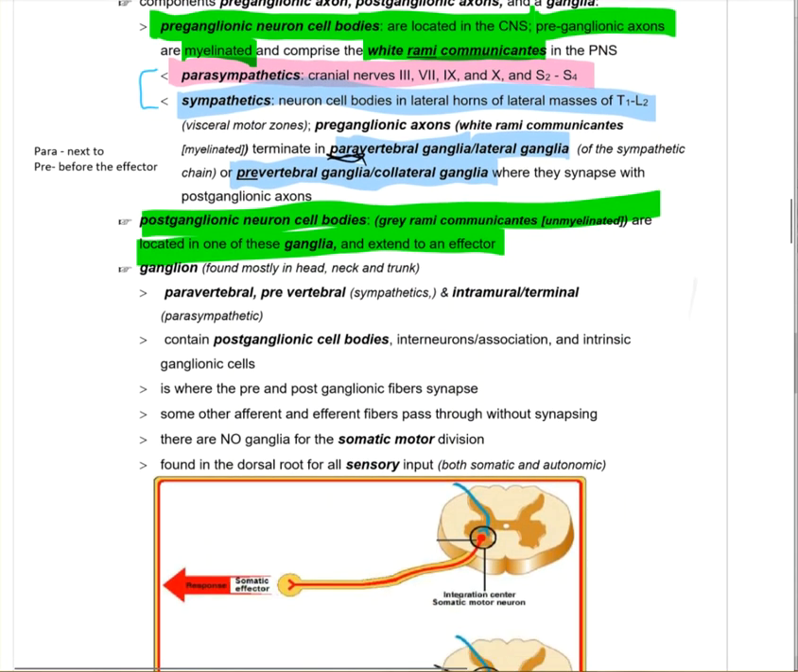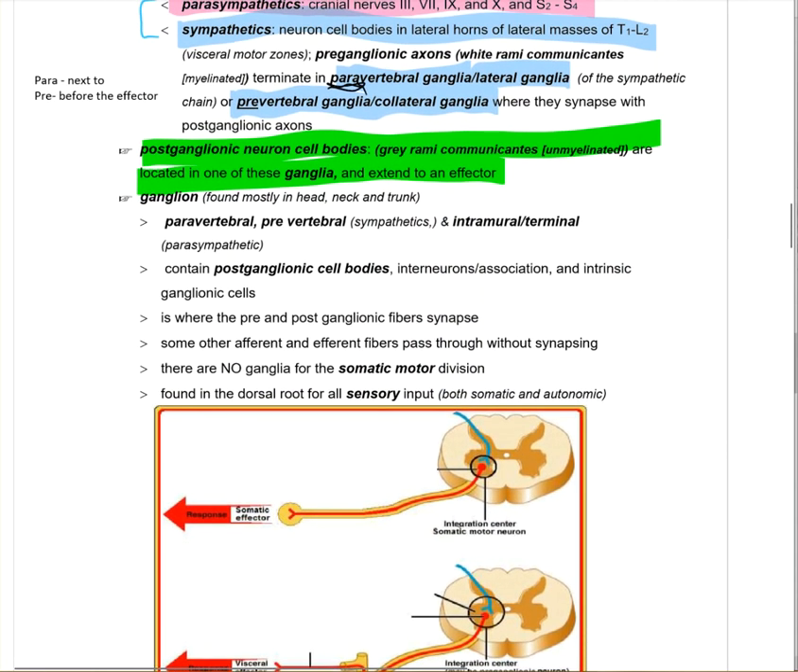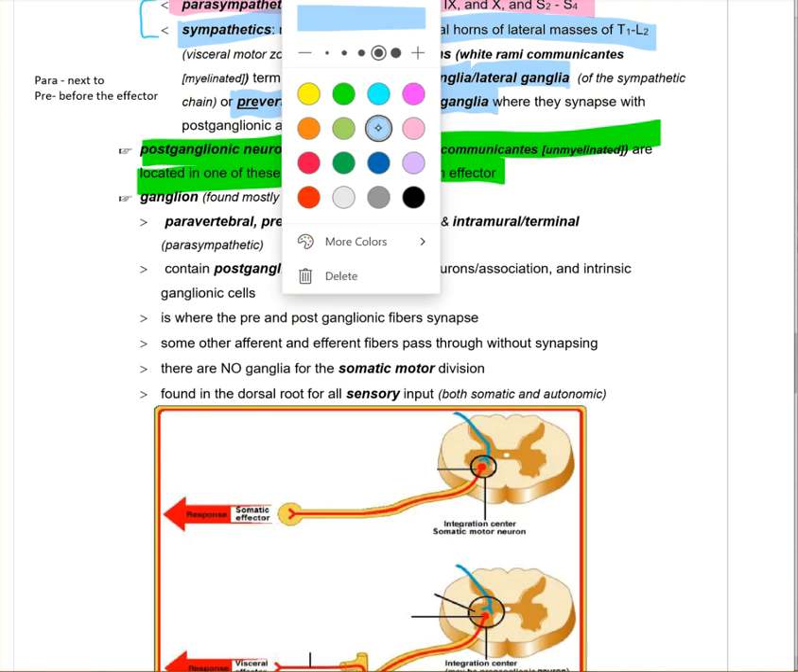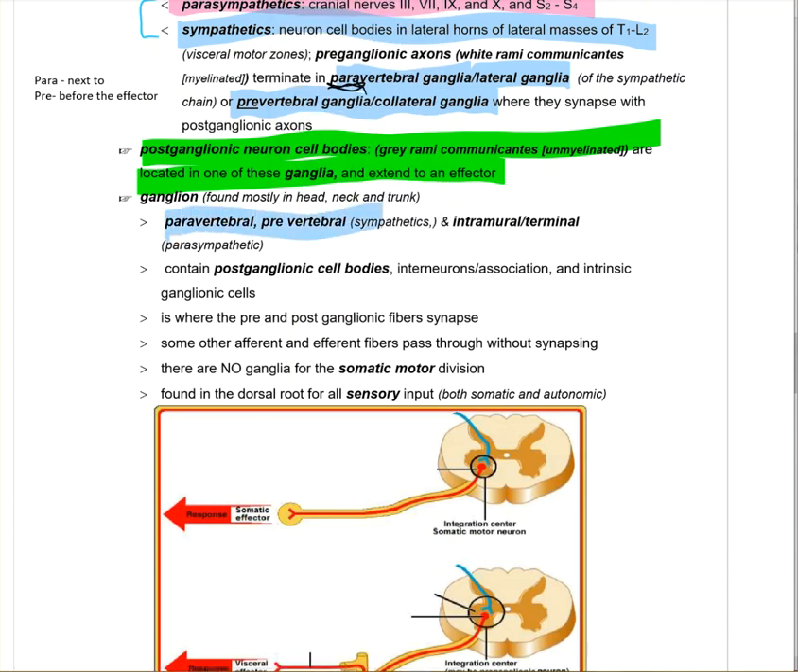Now, the ganglia are generally found in the head, neck, and trunk regions because they are going to be either right next to the spine or in between the organs. And we've already talked about these two, next to the vertebrae and before the effector, right? These two are the sympathetic ones, okay? We'll keep that color that we just were looking at there. So there's that. Then the other one we haven't talked about was the parasympathetic one. And this one is usually called intramural or terminal.